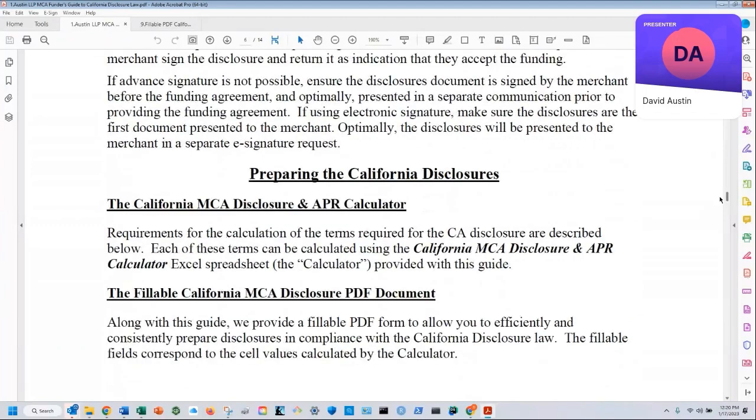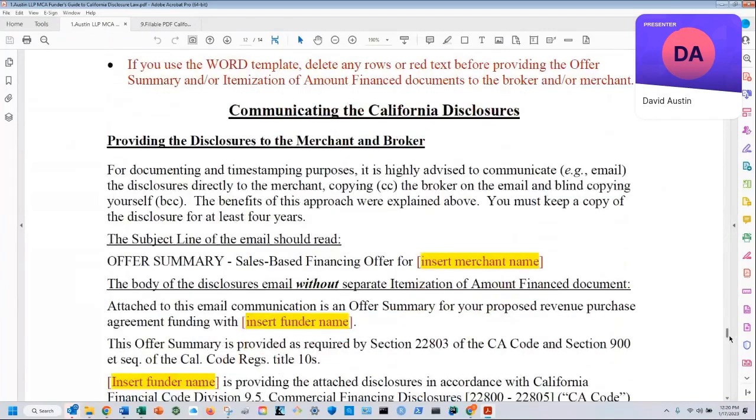What we also do is describe in detail how to prepare the disclosure and what goes into each disclosure. Next, we provide sample emails for communications with the broker and the merchant. And these communications are useful because they go through the different steps of disclosure and also provide disclaimers, basically telling the merchant that you're providing these disclosures based on the required law.